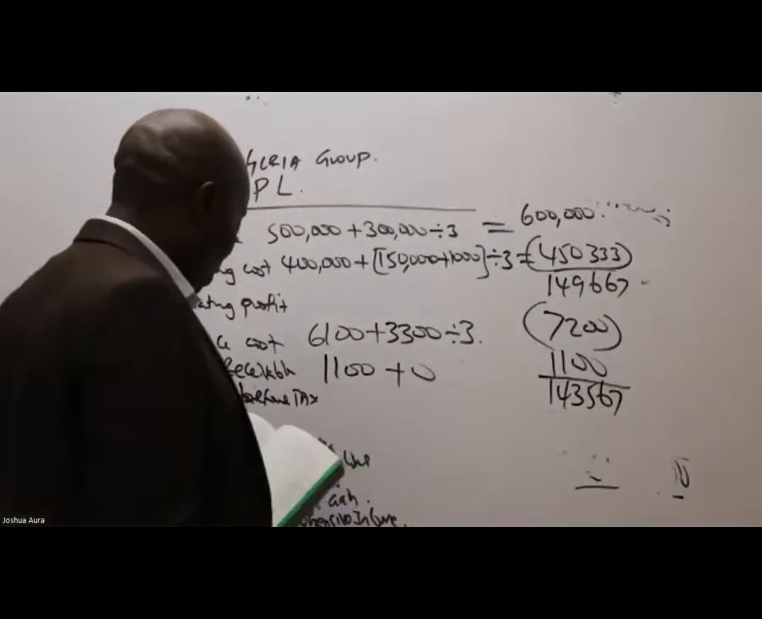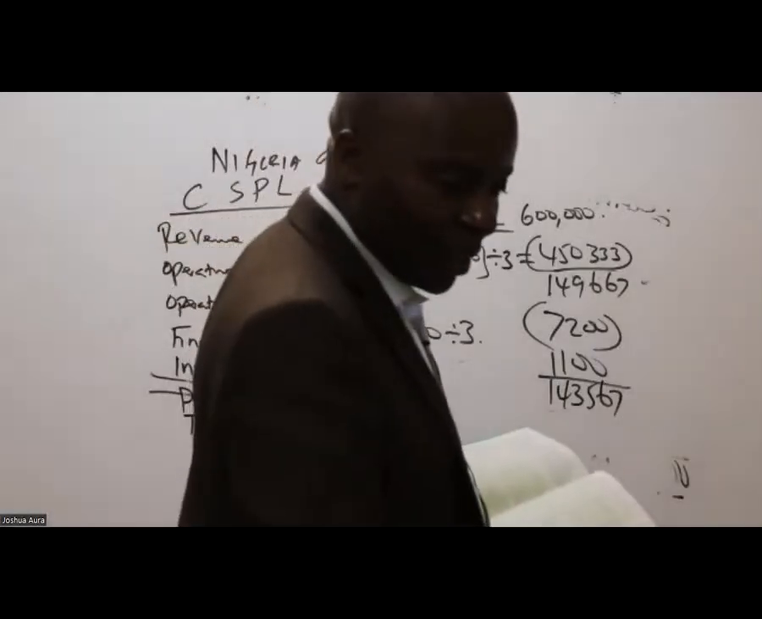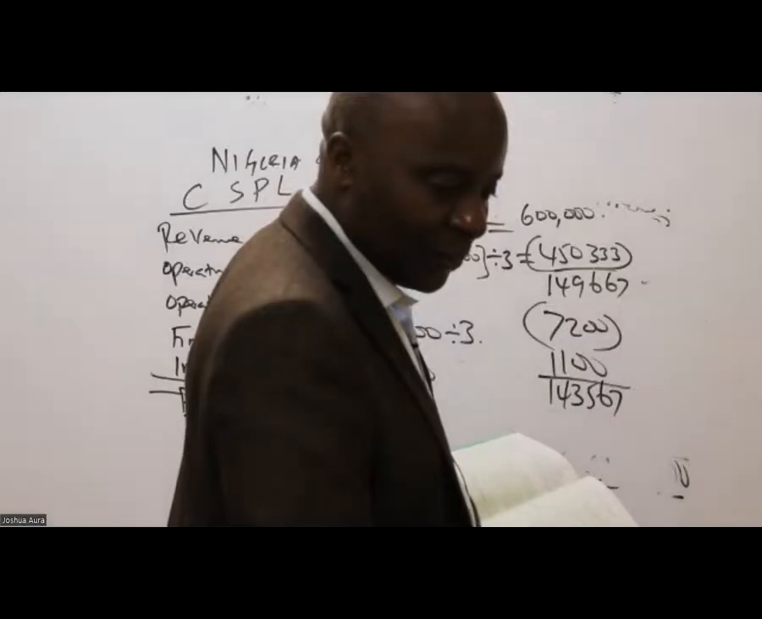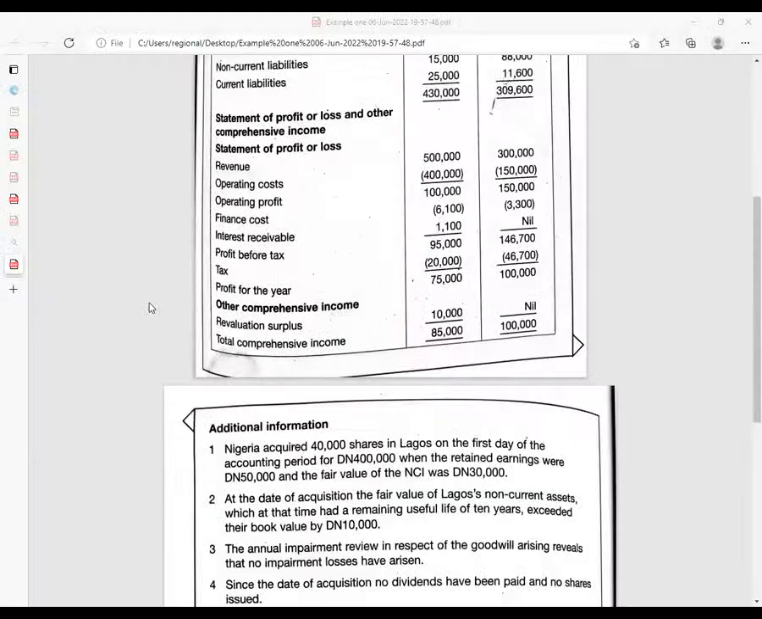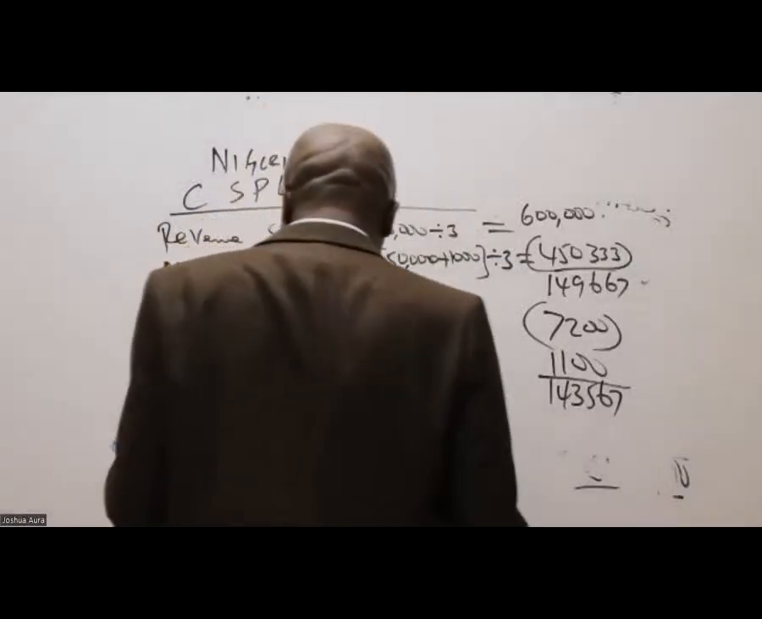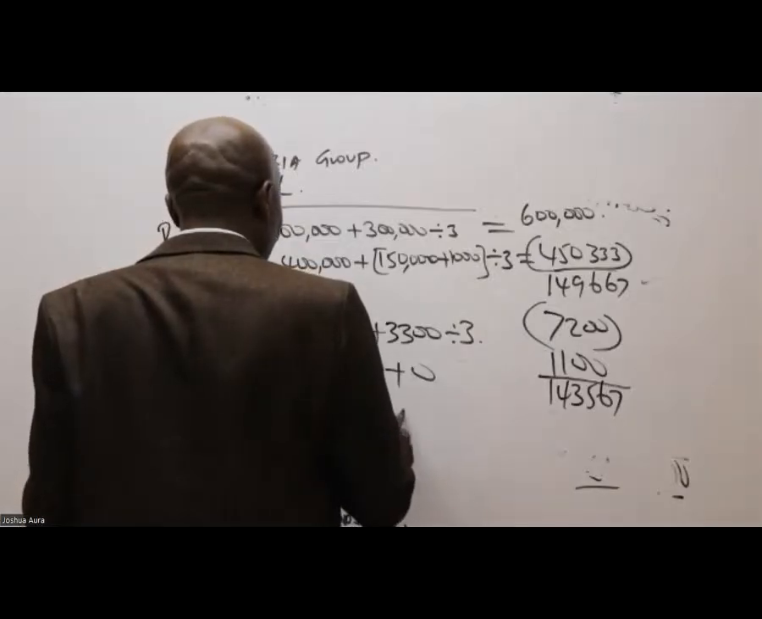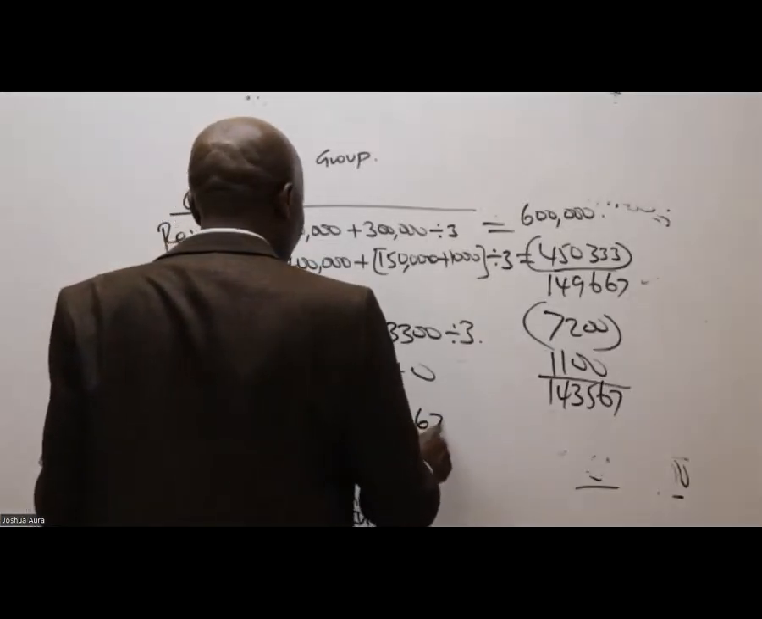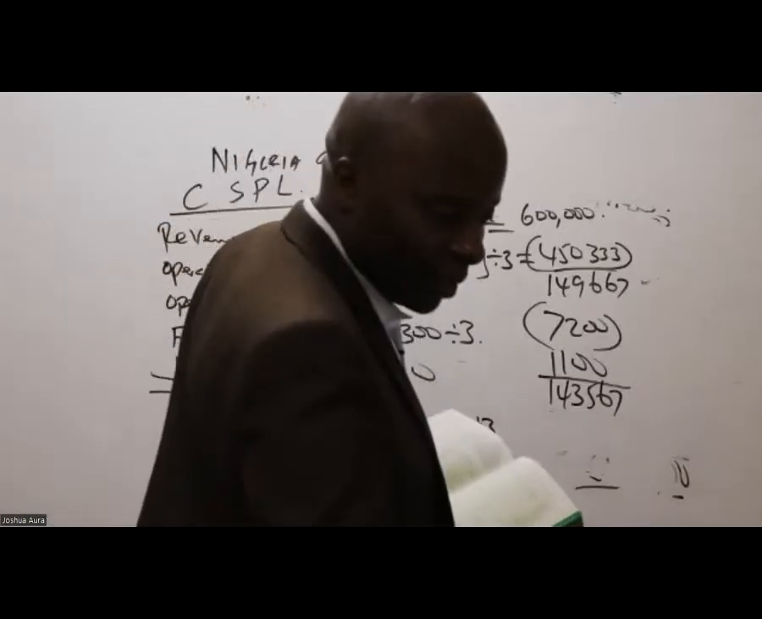The tax that I'm able to see here is 20,000 plus 46,700. 20,000 plus 46,700 divided by 3.